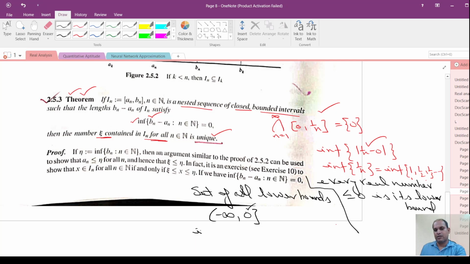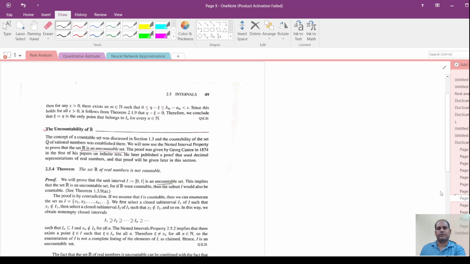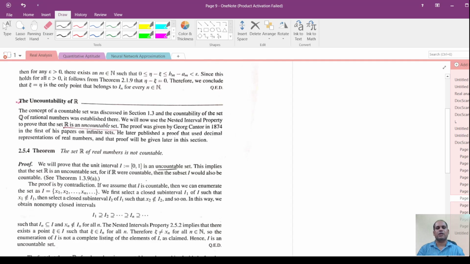Now, infimum is, as per definition, the greatest lower bound. So, that of this set is 0. So, this also satisfies the requirement. Hence, xi is the unique element, xi equal to the singleton {0}, which is common to each such interval. Now, using it, we will show that the set of real numbers is uncountable.